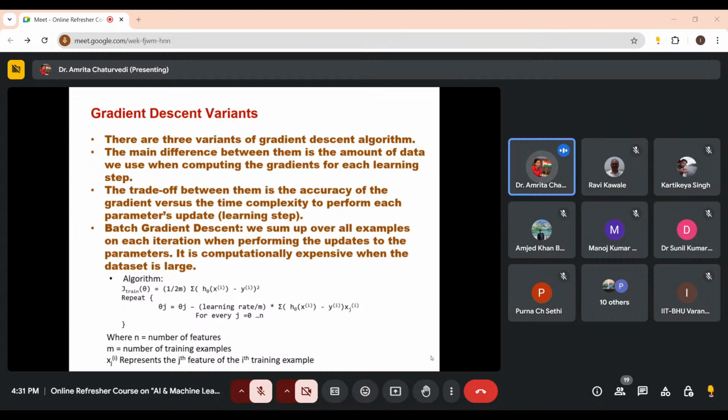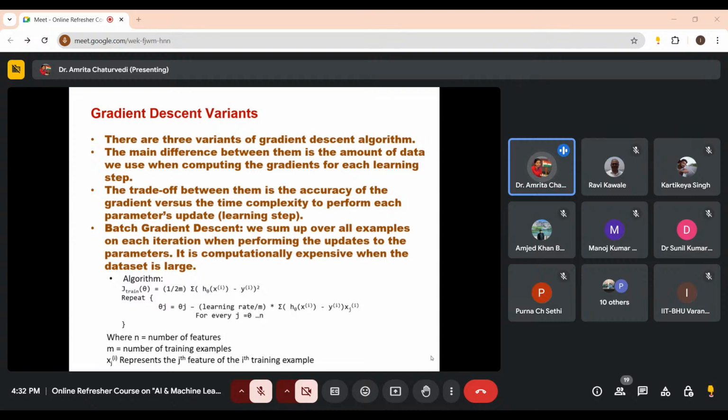So if you see, your cost function is given as J train theta, that is 1 by 2m, where m is the number of training examples. H theta x i is your hypothesis, that is the actual value that you are getting, minus y i. So this term is your error. So it is the summation of the square of this error. Now this is your cost function. J train theta is your cost function.